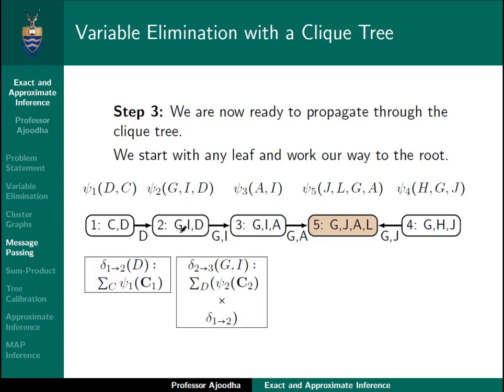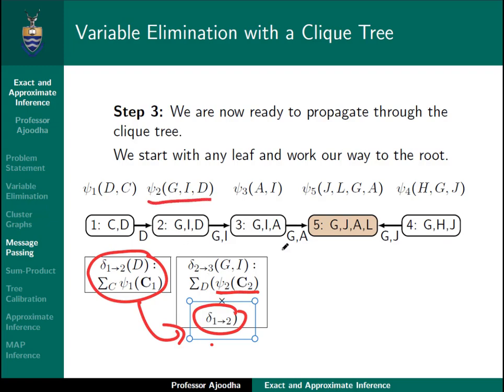So now the next message we're going to compute is going to be the old message, which is this one here, multiplied by the initial potential for the second cluster and its scope. The scope here is going to be G, I, and D, which is the same scope as before. We multiply these two together, and then after that we sum out D.